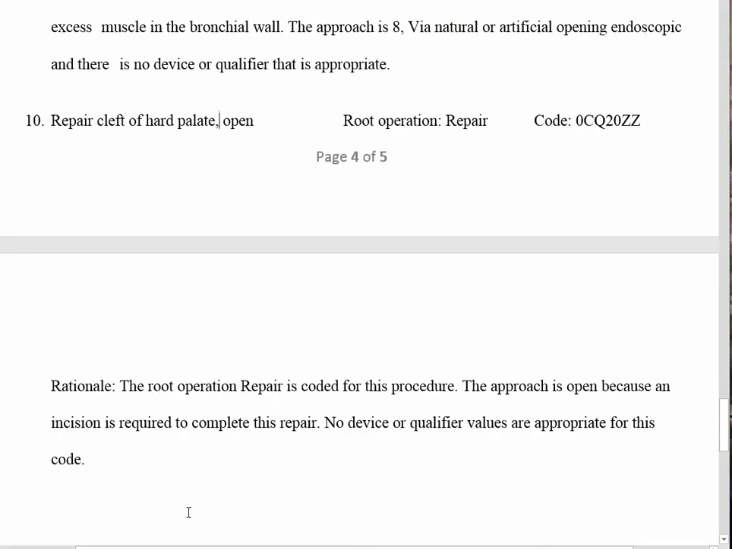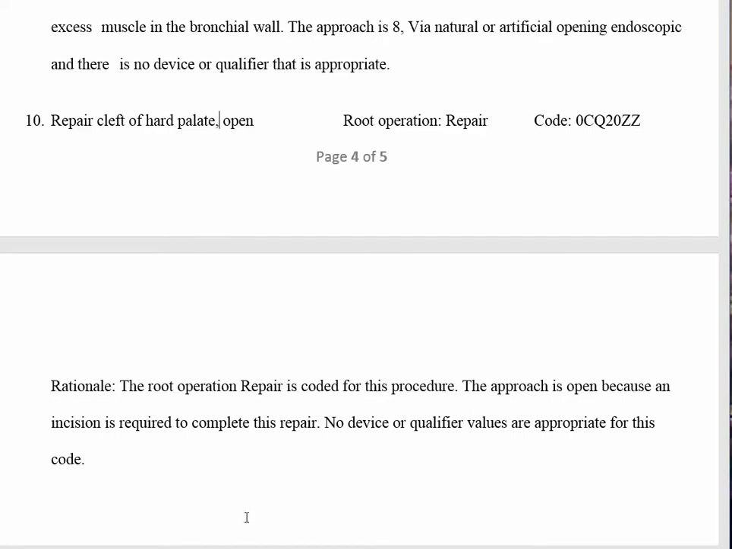And the last one is a repair of a cleft palate, of the hard palate, via an open approach. In this one, we don't have a lot of information. We don't know exactly why it's being done. We only have a cleft palate, so they're going to be fixing it. We do know that a patient with a cleft palate is having work done to make the palate of their mouth work the correct way. That identifies that the root operation is repair.